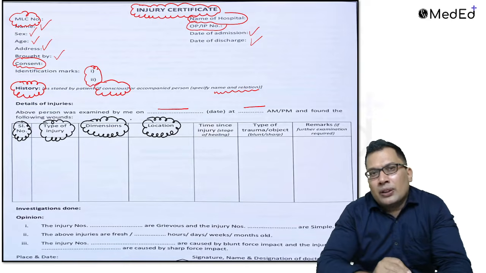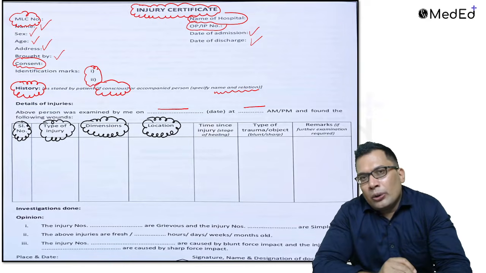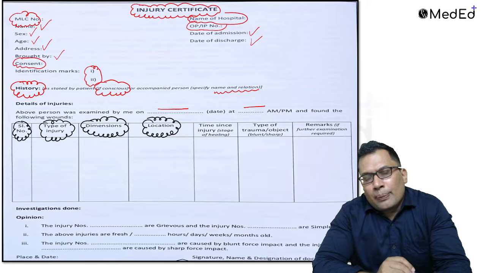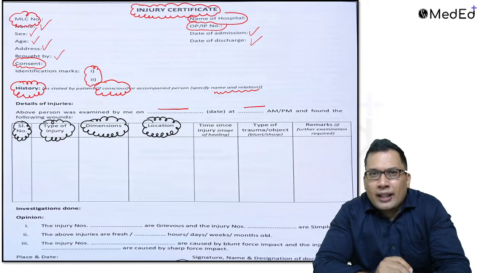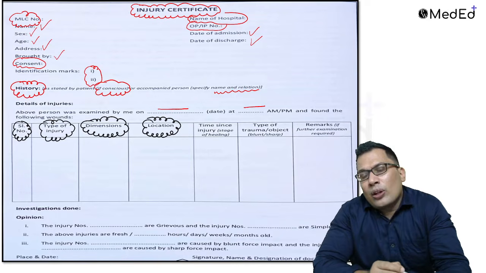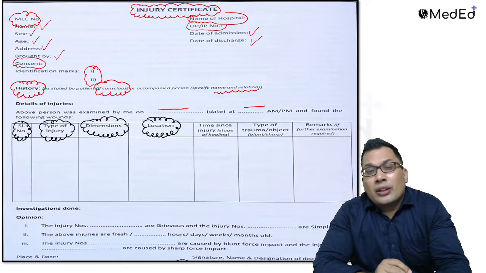Then location. So what is the location of the injury? You need to mention anterior part or posterior part, or you can write front of the body or back of the body, front aspect or back aspect, inner aspect or outer aspect. Like that, you can use common terminologies instead of medical terminology.